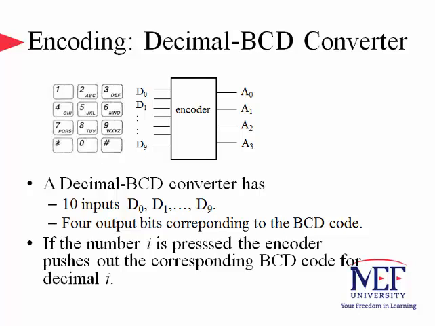Let us run through a classical encoding operation that converts decimal numbers to the corresponding BCD, or binary coded decimal, representations. Since there are 10 decimal digits, the converter has 10 inputs that are named D0 to D9. The output contains a 4-bit BCD code for each digit. If the number I is pressed by the user, the corresponding BCD code is pushed out by the encoder.